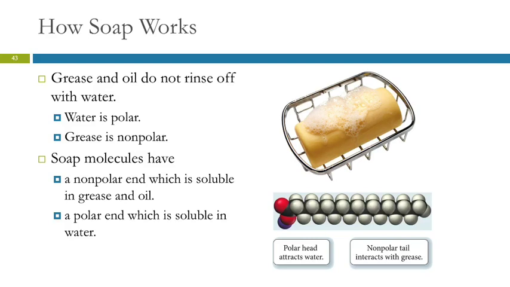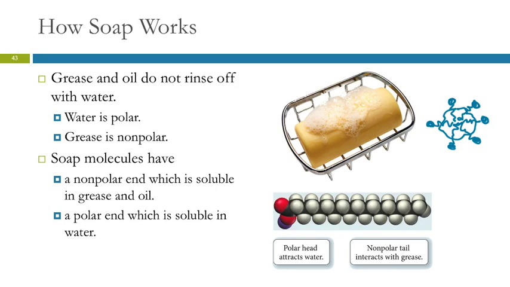So this is how soap works. Soap has a polar head and then a long nonpolar tail. This nonpolar tail can mix in with the grease, the oil molecules. The polar head of the soap is attracted to water. And so what happens is you get something like this. So here's my glob of grease. And the soap molecules will put their tails into the grease because that's where the nonpolar tails feel comfortable, and the polar heads will be sticking out.